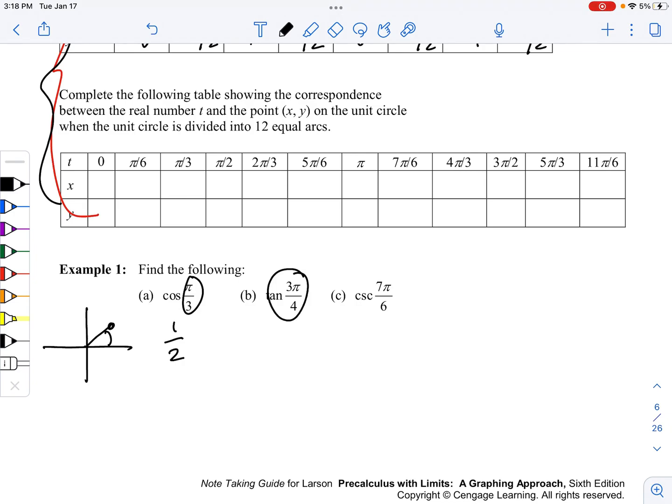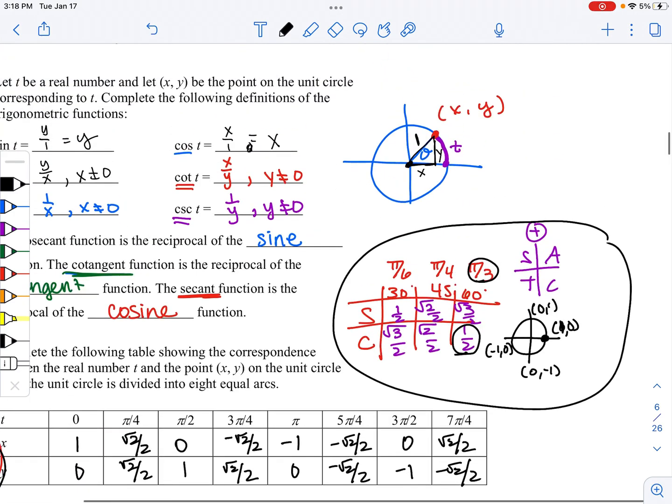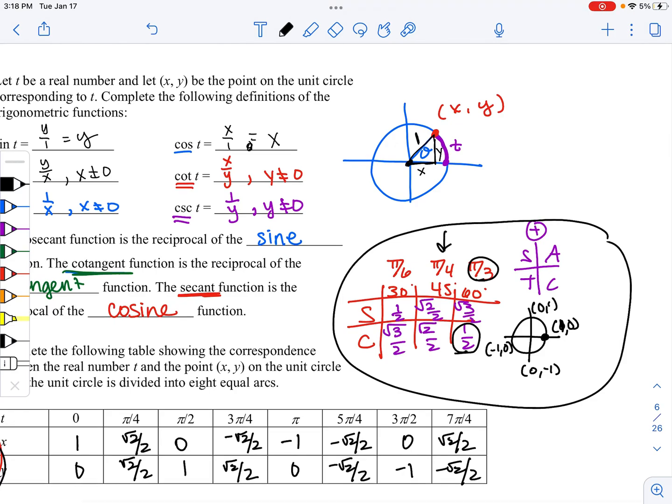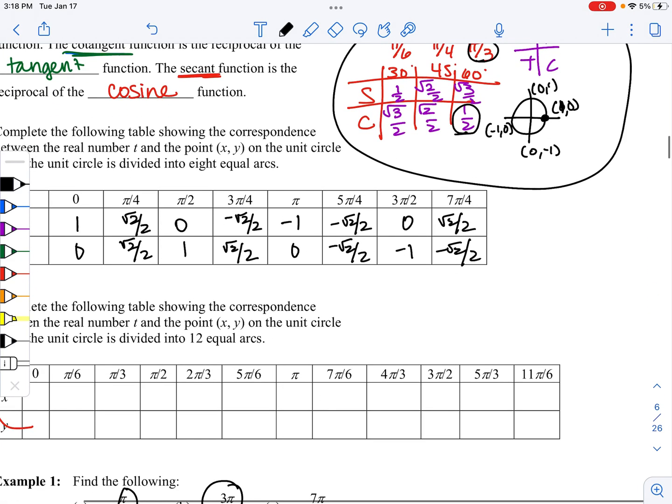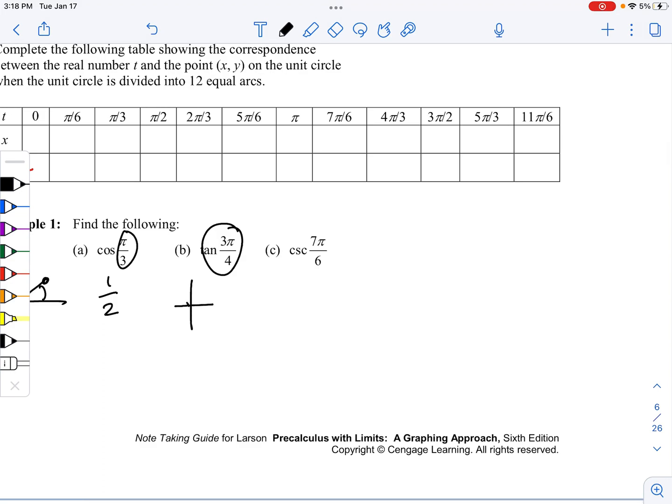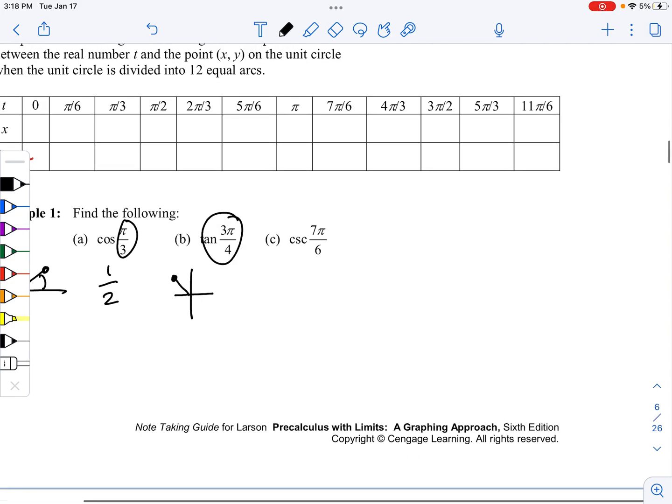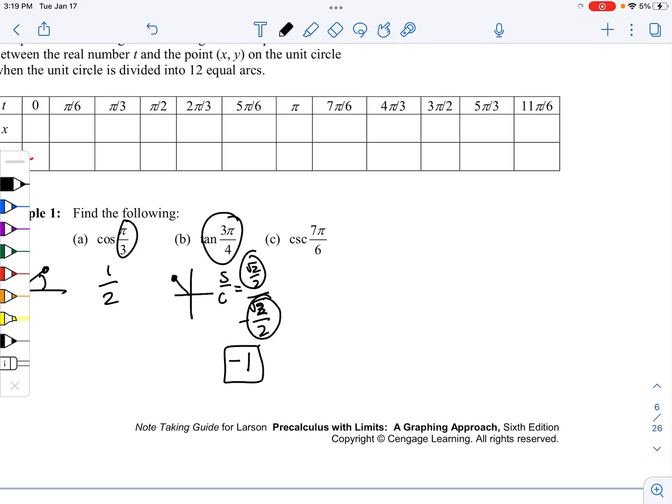Tangent of 3 pi over 4, remember, at 3 pi over 4 is a pi over 4 angle. 3 pi over 4 is in the second quadrant, so it looks like this. And we know tangent is sine over cosine. So the sine of 3 pi over 4 is root 2 over 2, and the cosine of 3 pi over 4 is negative root 2 over 2. So root 2 over 2 divided by itself is 1, and positive over negative is negative.